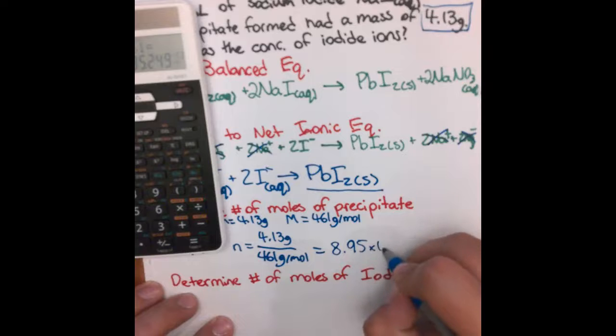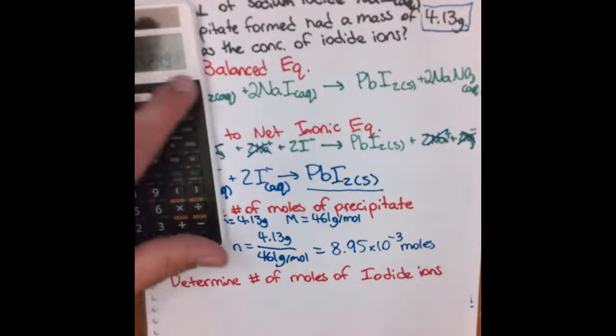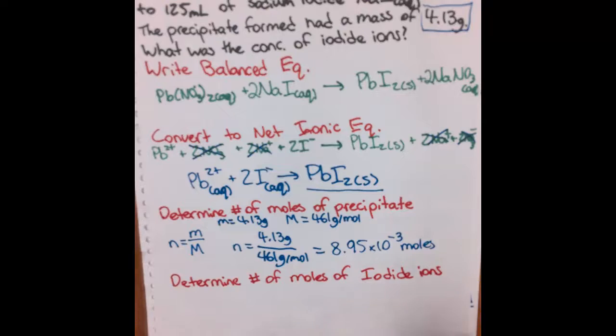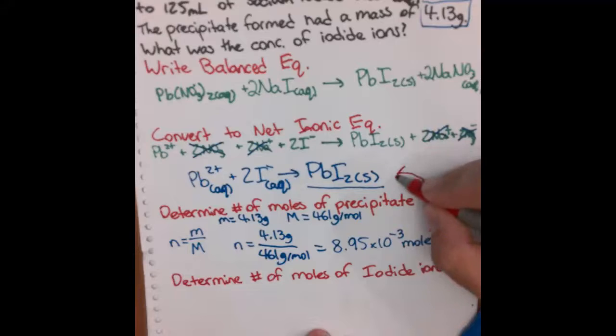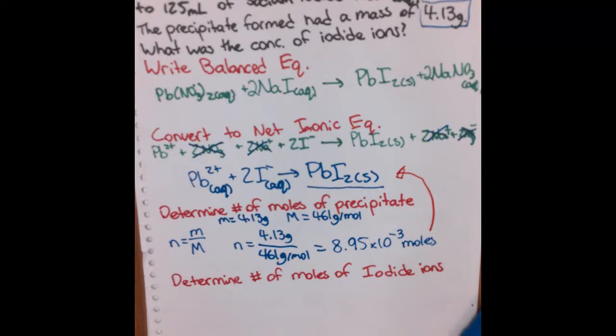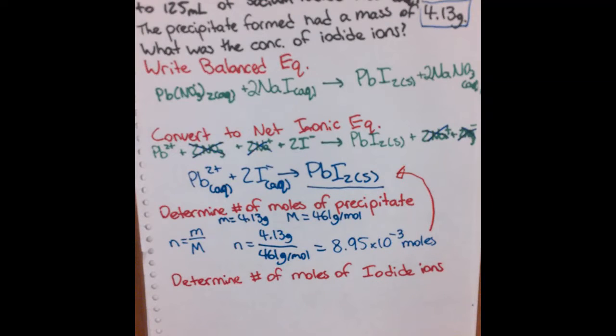8.95 times 10 to the negative 3 moles. So with that, we can then take it down and we can use our molar ratios in order to determine our number of moles of iodide ions. So this here is going to be our number of moles of our lead iodide. So what we can do is we can use our ratio between iodine and lead iodide in order to solve for the number of moles of iodine.